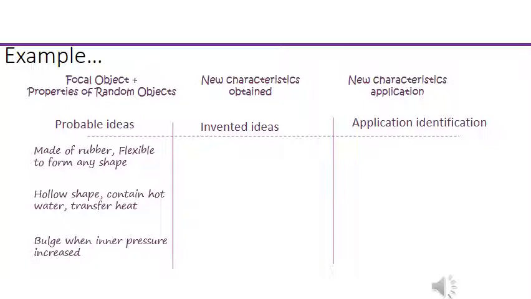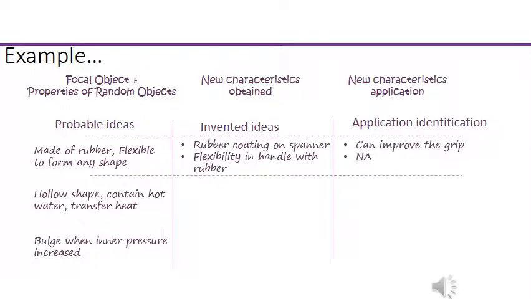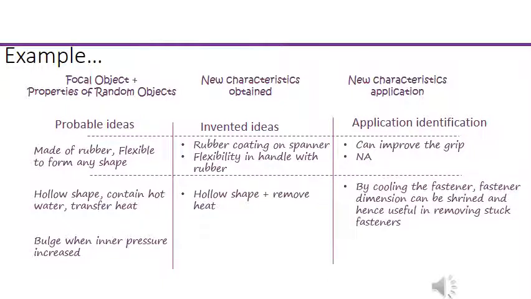The first idea generated is rubber coating on the spanner. The identified application for this is increase in the grip. Similarly, other ideas can be generated by considering the properties of the randomly selected object. The interesting part is finding the application of the invented ideas. Experienced people are quite good in understanding the significance of change, and linking the improvement of properties to the present system. For example, hollow shape and remove heat does not signify anything to an outside person. However, the person who is working in fastening of mechanical joints will immediately correlate the removing of heat with shrinkage.